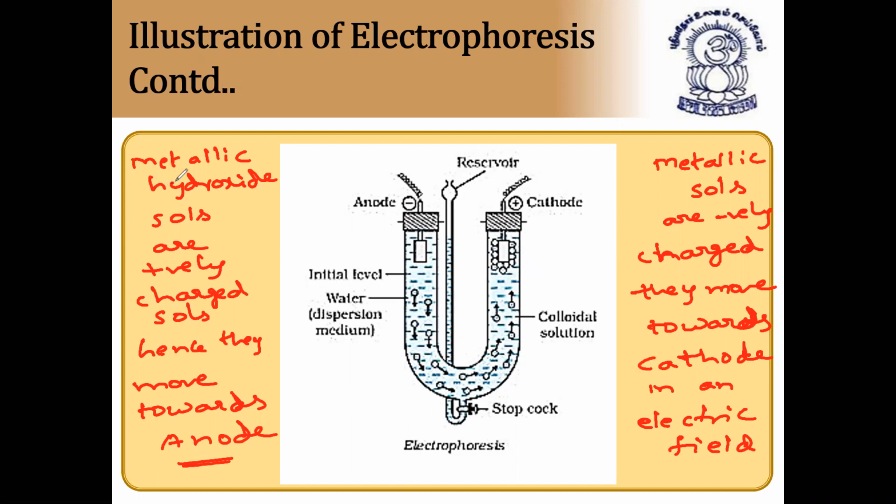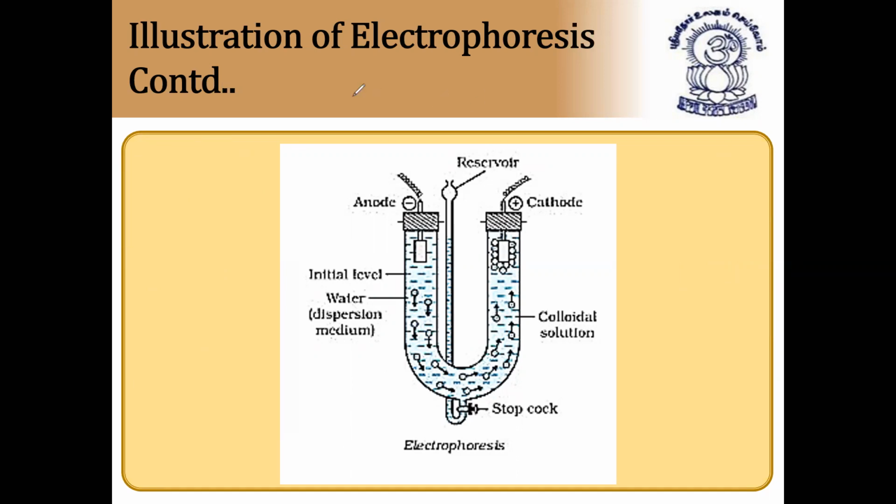Electrophoresis is nothing but the movement of colloidal particles under the influence of an electric field. If the colloidal particles are positively charged, they move towards the cathode, and if they are negatively charged, they move towards the anode. Hence one is called cataphoresis and the other anaphoresis. I hope it is clear. They will ask each and every point in the examination, even from the experiment, so it is very important to know the experimental data.